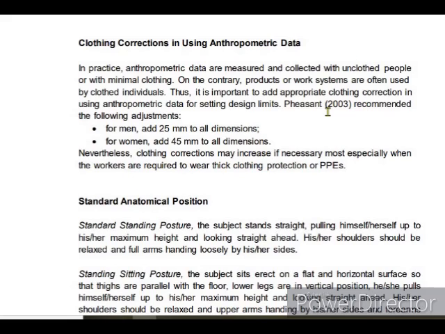Nevertheless, clothing corrections may increase if necessary, most especially when the workers are required to wear thick clothing protections for PPEs. So that is true because personal protective equipments sometimes are very thick, okay, in order to protect the user. So those requirements shall be considered. Okay, next.